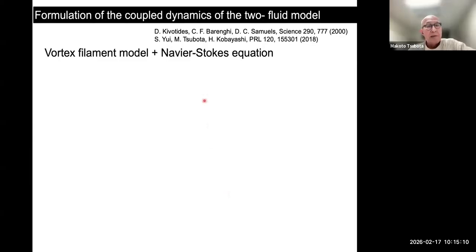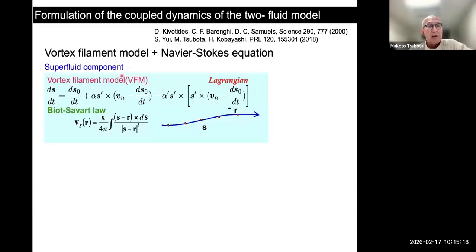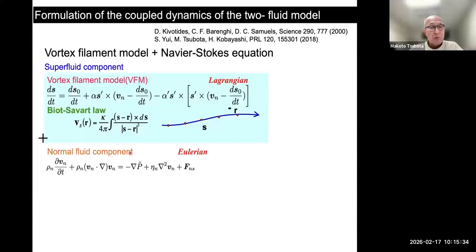So I'll briefly explain the formulation of the coupled dynamics of the two-fluid model. The superfluid component is typically described by the vortex filament model by using the Biot-Savart law and the mutual friction like this. Numerically, the vortex filament is described by a string of points like this. And the normal fluid component is described by the Navier-Stokes equations. And the point is how to couple the two fluids properly and consistently. The challenge is something like that.